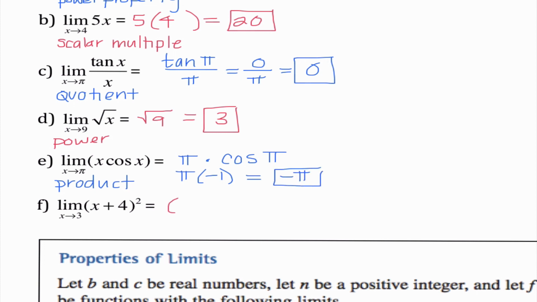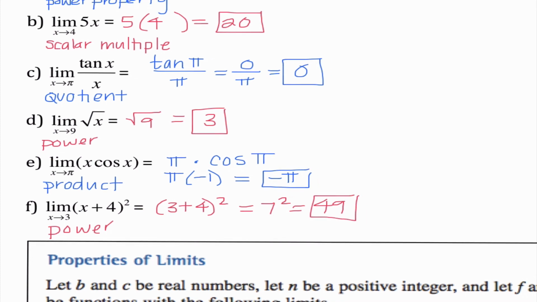Okay, and lastly, just to show direct substitution once again, I am substituting this in. This is a power property because it's saying I can find this limit and then square it. Okay, so I have 3 plus 4 squared, 7 squared, which is 49.